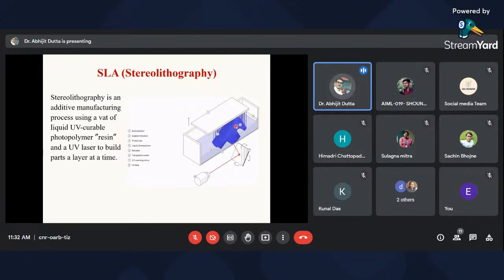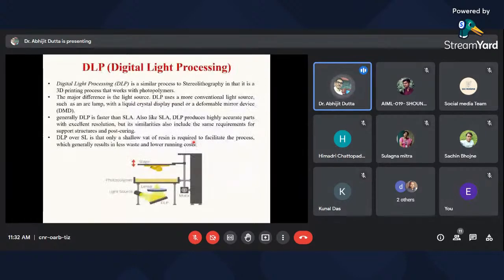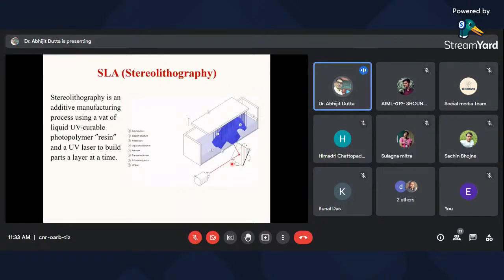You can see in the figure, here the product development takes place within the resin tank, and I will show you some video on stereolithography later in this description. The next one is digital light processing. As we have mentioned, stereolithography and digital light processing are very close to each other. Instead of UV light, you can see it is the UV laser source.